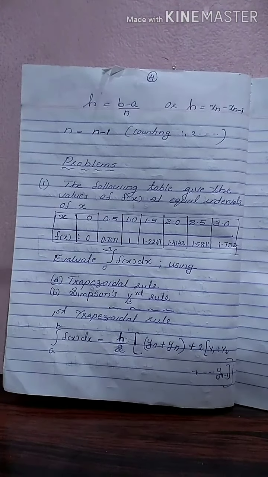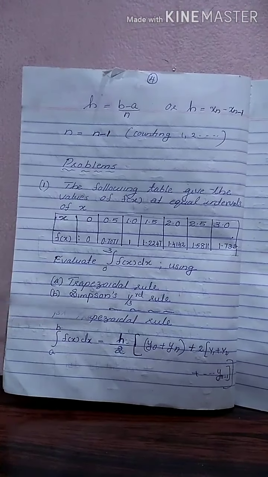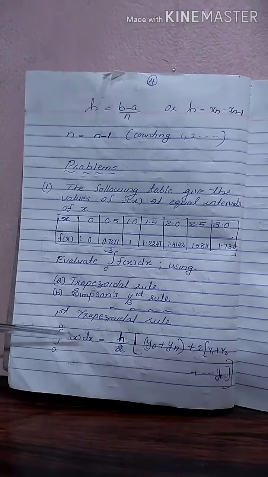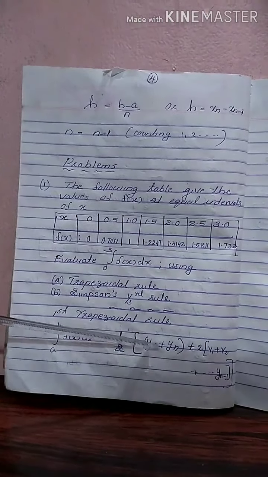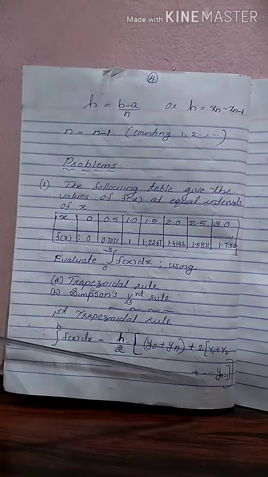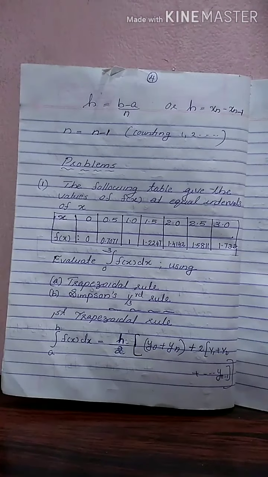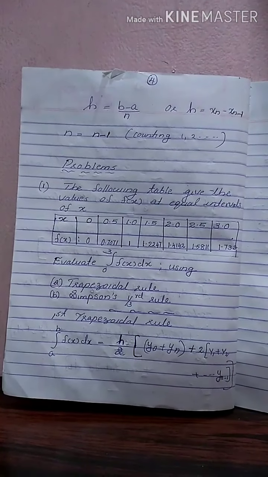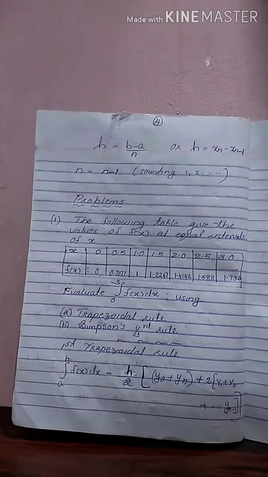First we find the trapezoidal rule. The formula for the trapezoidal rule is integration a to b f of x dx is equal to h by 2 into y0 plus yn plus 2 into y1 plus y2 plus etc. yn minus 1. Okay. Then you have to first find h. The equation for h is b minus a divided by n.